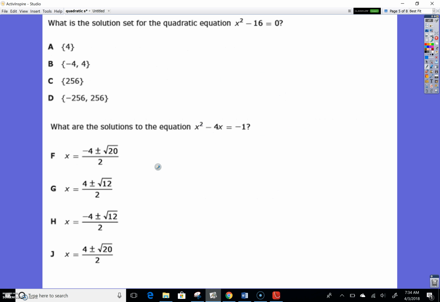Number 9, what is the solution set? Easiest way to do this, again, x squared minus 16 equals 0. Because there's no middle term x, I'm going to just pass 16 to the other side. So now I have x squared is equal to 16. I take the square root. My answer is going to be x is equal to positive and negative 4, which is B.